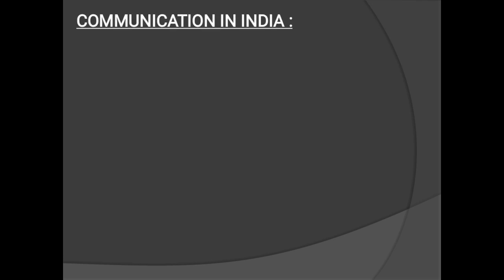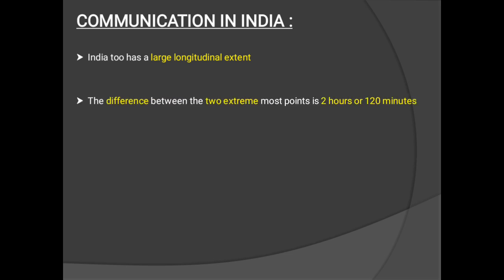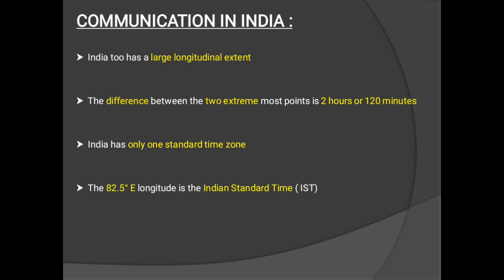Now we will study about the communication in India. India too has a large longitudinal extent. The difference between the two extreme-most points is 2 hours or 120 minutes. India has only one standard time zone. The 82.5 degree east longitude is the Indian Standard Time, IST. It passes through Allahabad. It is ahead by 5 hours 30 minutes from the Greenwich Meridian Time, that is GMT.